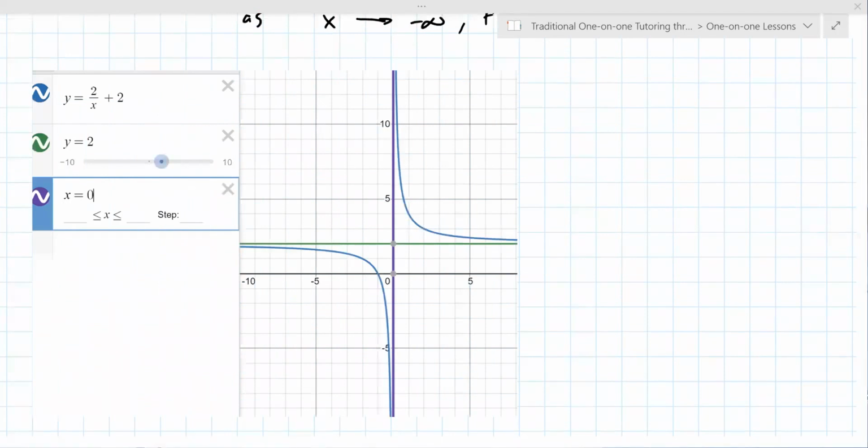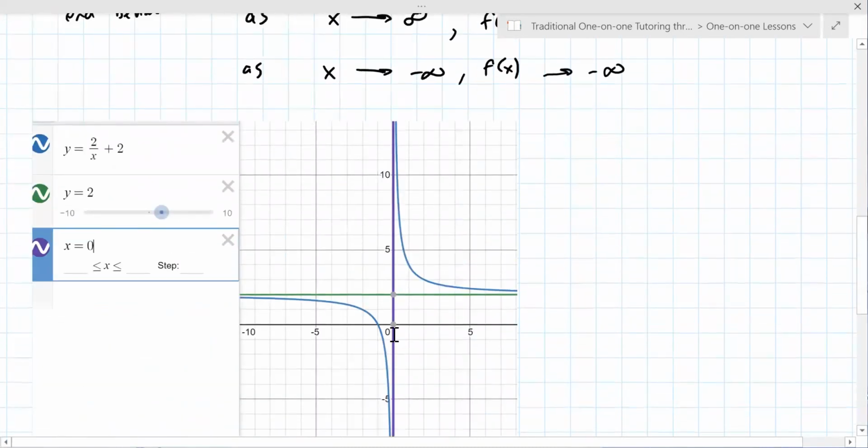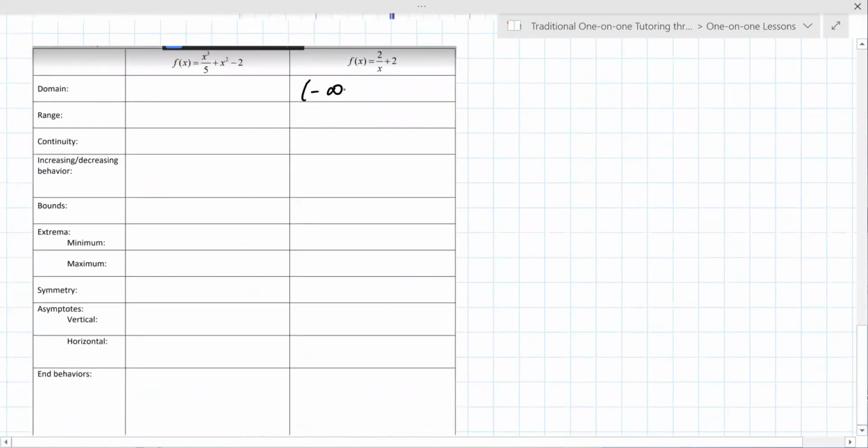Okay, and then we're now doing this one. So I'm gonna come down here, graph it. All right, so the domain of this, and I added in the horizontal asymptote and the vertical asymptote to help kind of see this. So the domain is everything except for this value here, 0.